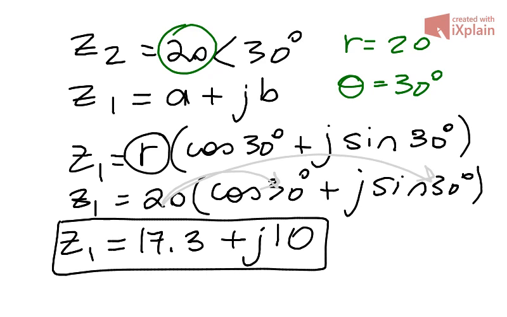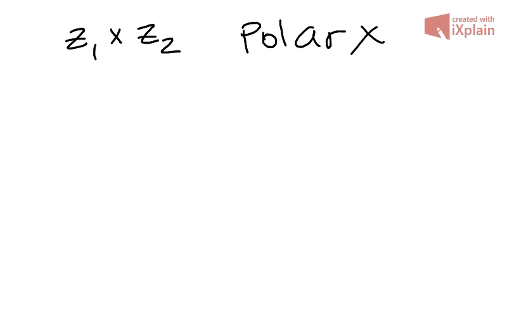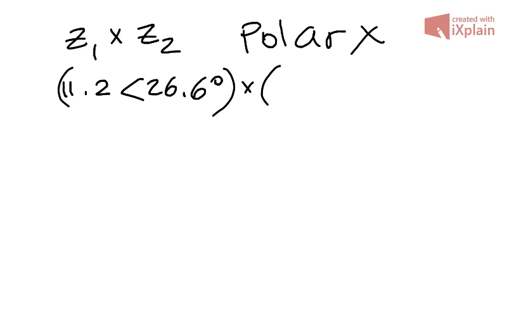So now we have both Z1 and Z2 rewritten in rectangular and polar forms, basically the two forms for each one of them. So the first calc we had to do was Z1 times Z2. Well, multiplication, we choose polar form, always the easiest way. So Z1 was 11.2 with an angle of 26.6 degrees, and we have to multiply that by Z2, which was 20 and an angle of 30 degrees.